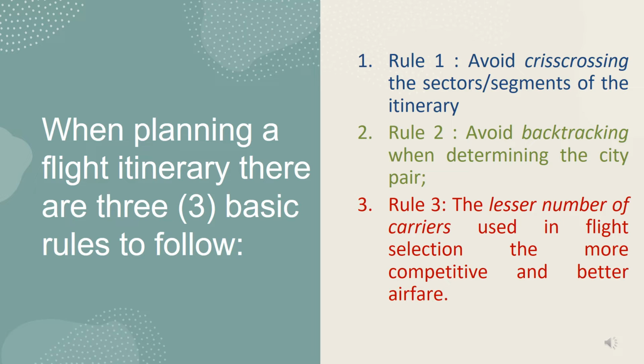Rule number 1. Avoid crisscrossing the sectors/segments of the itinerary. Rule number 2. Avoid backtracking when determining the city pair. Rule number 3. The lesser the number of carriers used in flight selection, the more competitive and better the airfare.